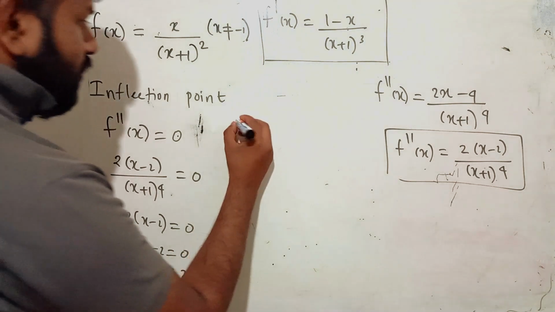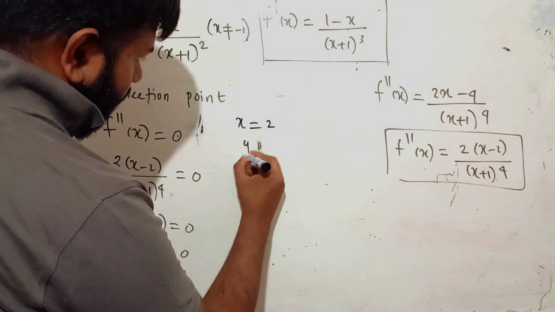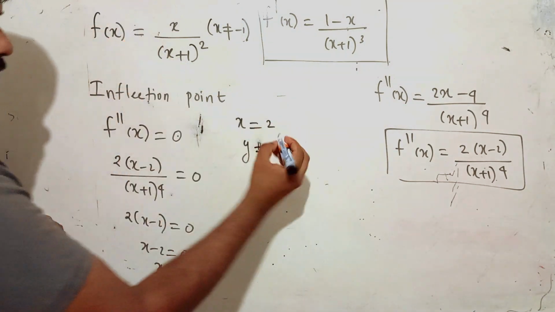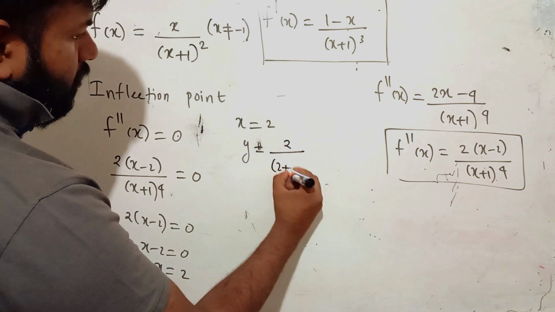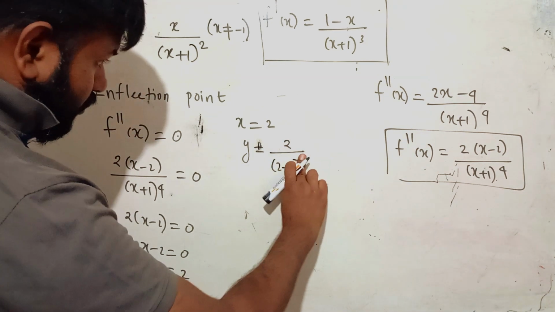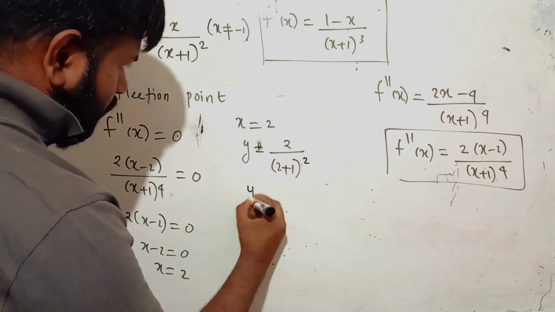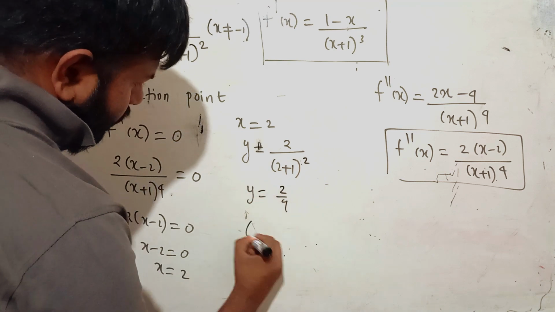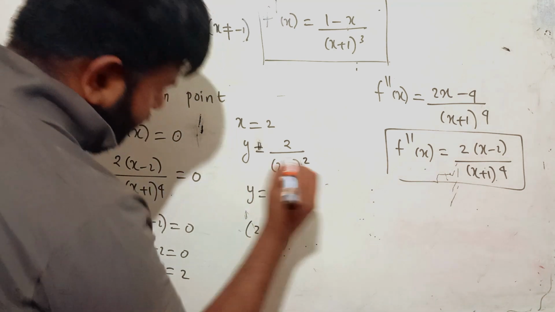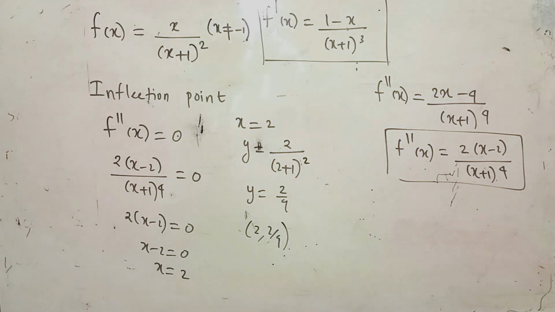Okay. So when x is equal to 2, you have to find the corresponding value for y. So y is equal to, substitute 2 here, 2 over (2 plus 1) to the power 2. So it should give you 2 over 9. So (2, 2/9) is the turning, sorry, that's the inflection point. So using this inflection point, you can find the concavity of the graph.